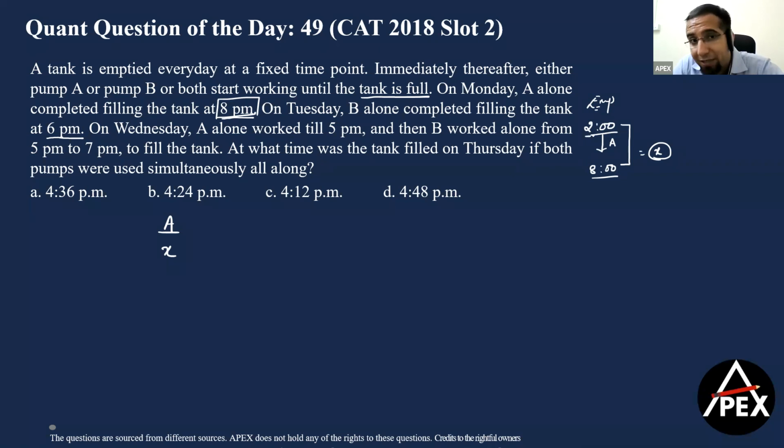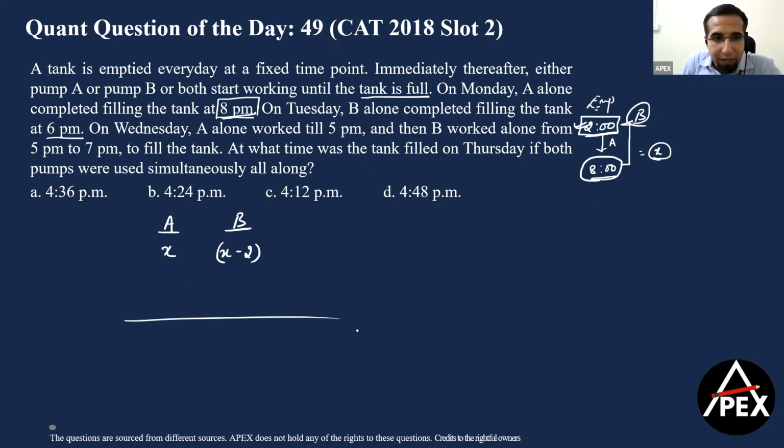But we know that at a fixed time every day the tank is empty. So on Tuesday, tap B also started here at 2 p.m., but tap B completed filling the tank at 6 p.m. Now you need to understand that if A is taking X hours to fill the tank till 8 p.m., can I say B will take X minus 2 hours to fill the tank at 6 p.m.? I repeat, the tank is emptied every day at the same time.